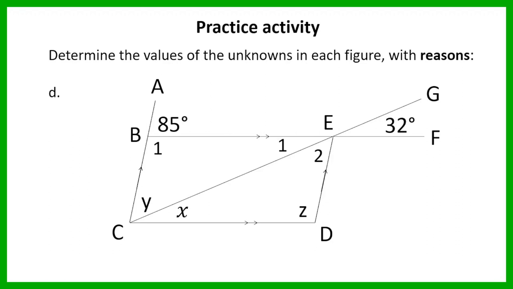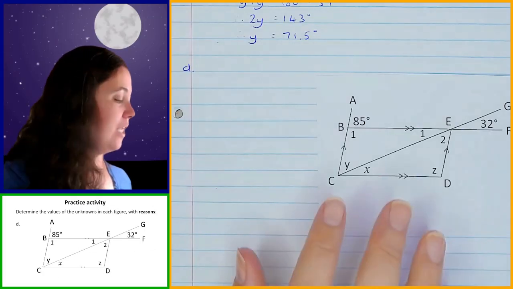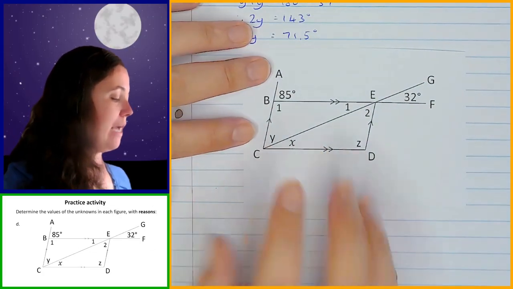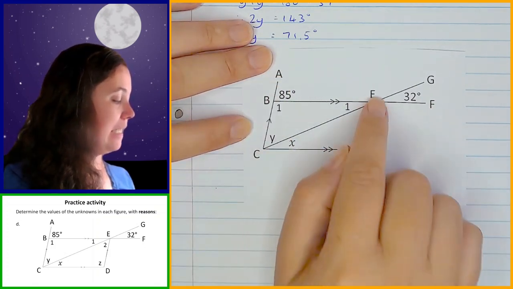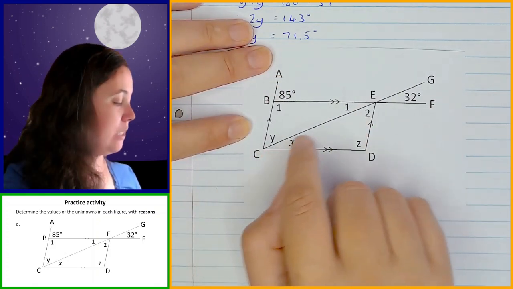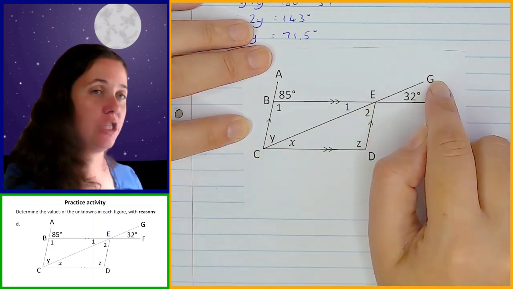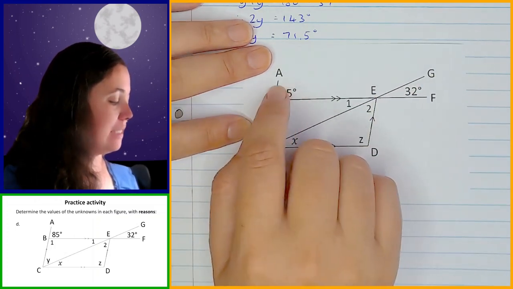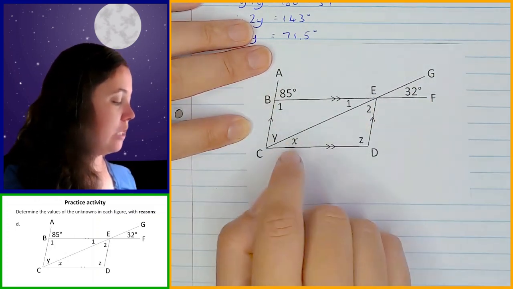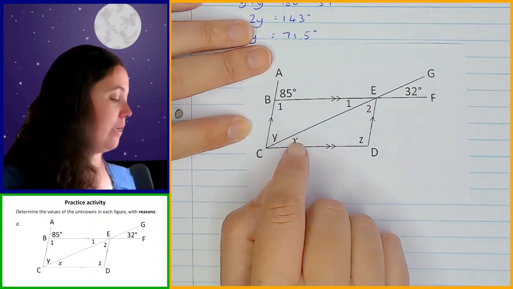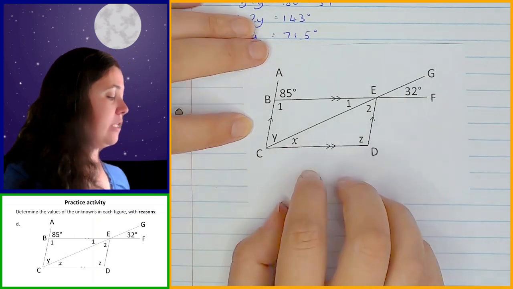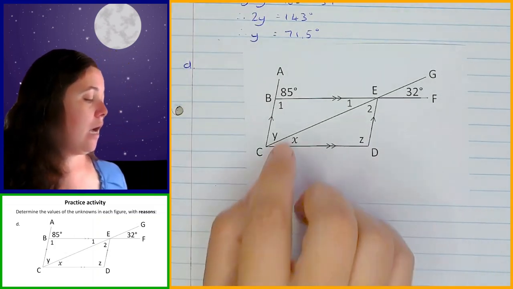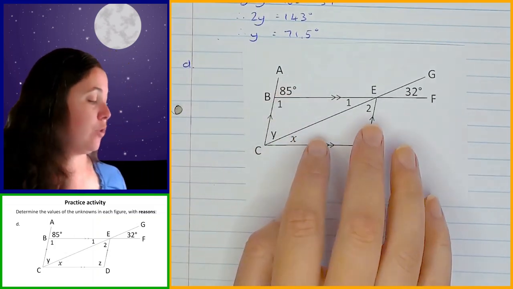Okay, so let's go through that. So in this question, we have these two lines that are parallel, BF and CD, and AC and ED are also parallel. We've got this line drawn through from C through E to G, and we've got this angle is 85 degrees, there's 32 degrees. First, we need to work out x over here. I'm not going to be able to use the 85 to work out x.